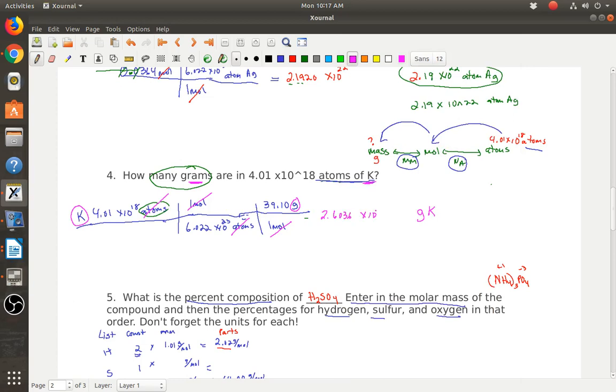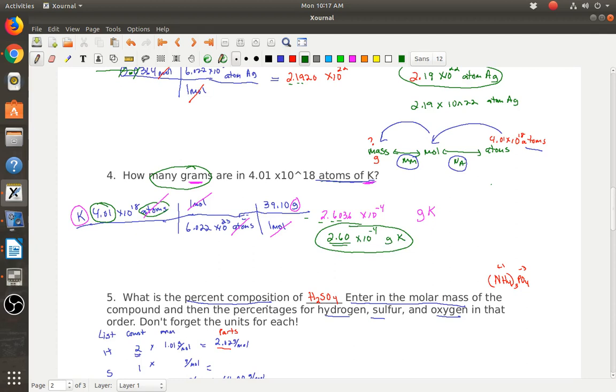2.6036 times 10 to the minus 4. Okay, the last thing we do is evaluate for sig figs. The significant figures come from this portion of the scientific notation, 4.01. So I need 2.60 times 10 to the minus 4 grams of potassium. Okay, that is the correct significant figure answer.